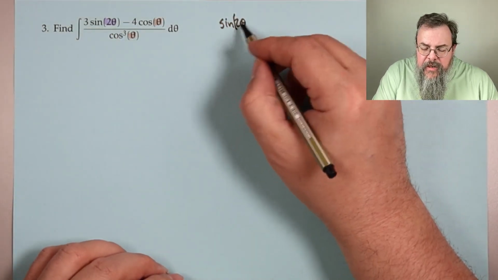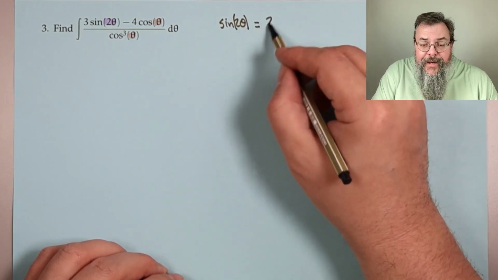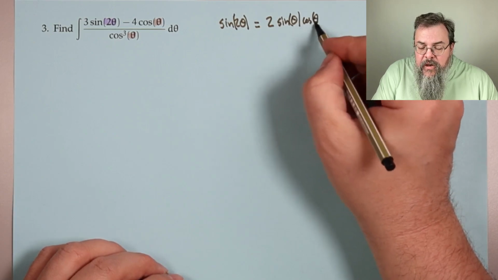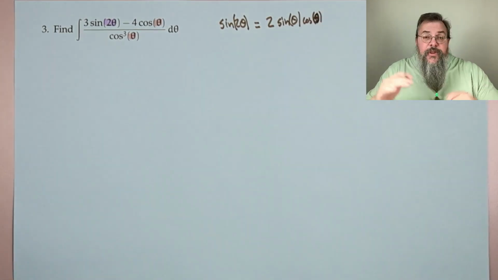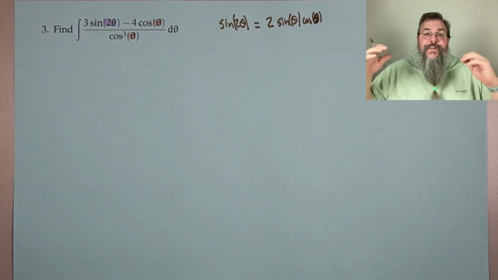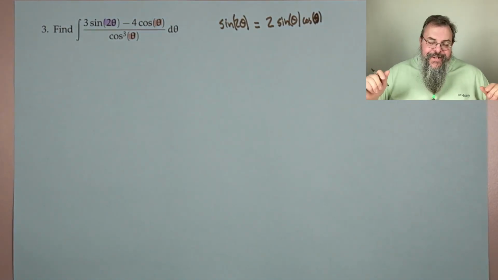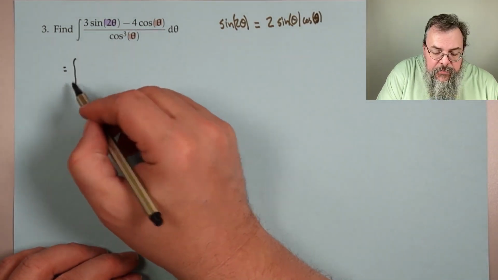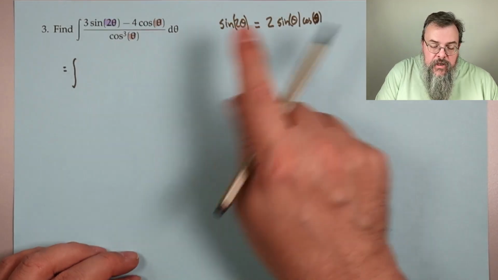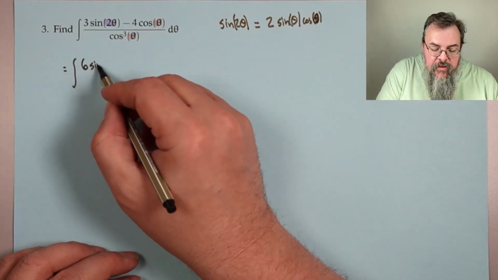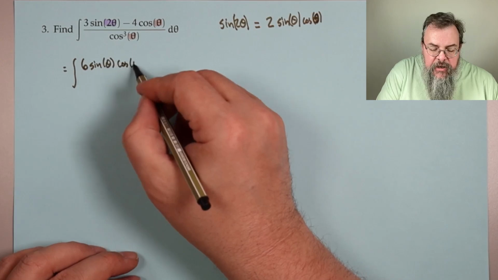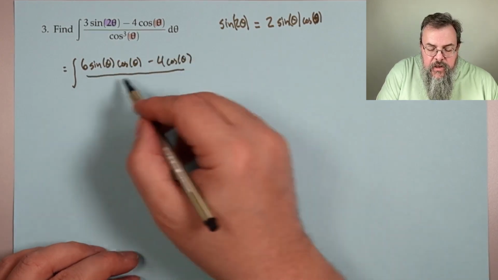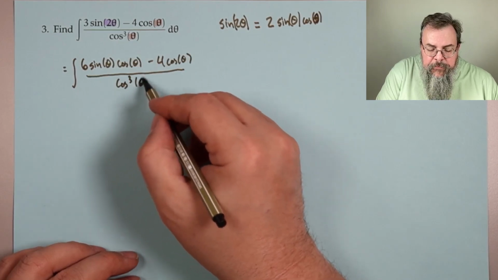It's called the double angle identity. And it says you can replace sine 2 theta by 2 sine theta cosine theta. And that would help us, right? Because then everything has a theta on the inside. So now it's all the same kind of apples. So let's do that and see where we're at. Okay, so this is the integral. 3 times 2 would be 6 sine theta cosine theta minus 4 cosine theta over cosine cubed theta.